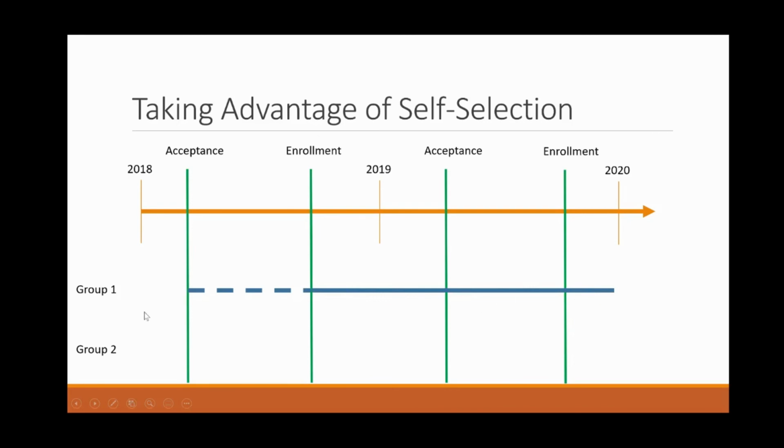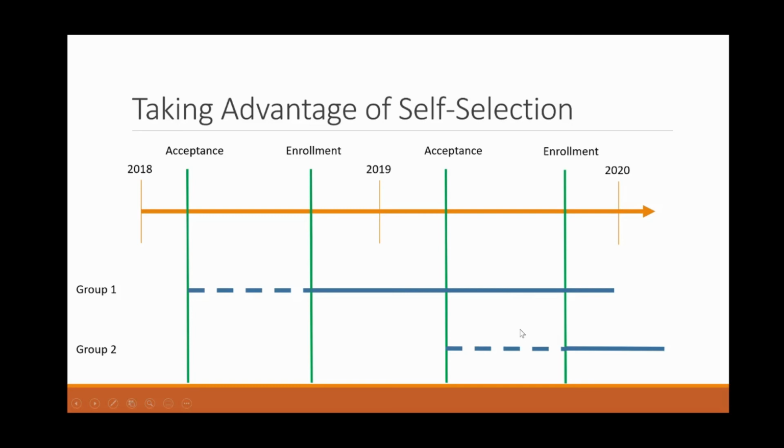Group 2 is the group of people that apply for the subsequent year. They're accepted in early 2019, and then they enroll in late 2019. So we have two groups of people, and both of them have self-selected into the program. They do not differ with respect to the self-selection. They both self-select, but they are different. You'll notice that Group 1 receives the intervention before Group 2.